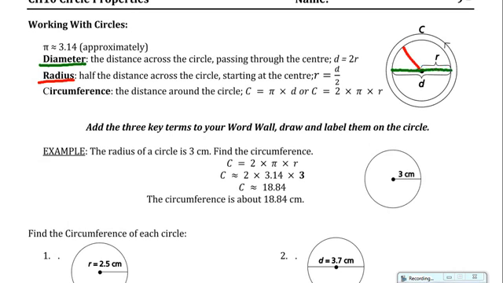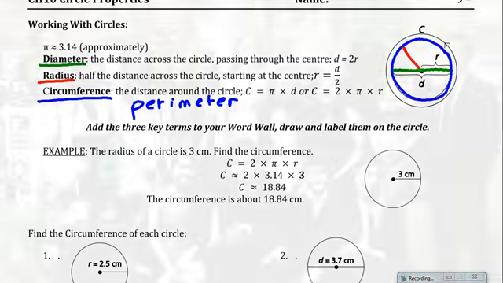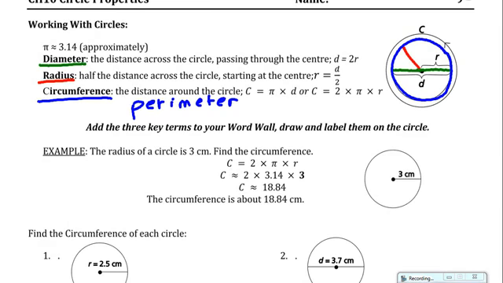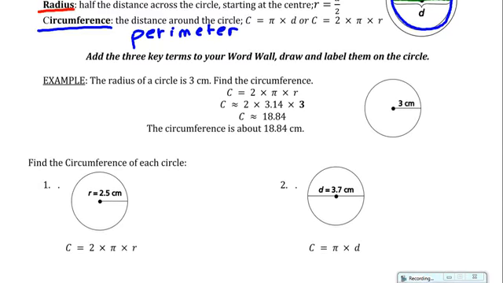And then lastly, circumference. I want to know the distance around the outside of the circle. So another word for that could be perimeter. Okay? And so we're going to do a couple examples where we practice finding the circumference of a circle.